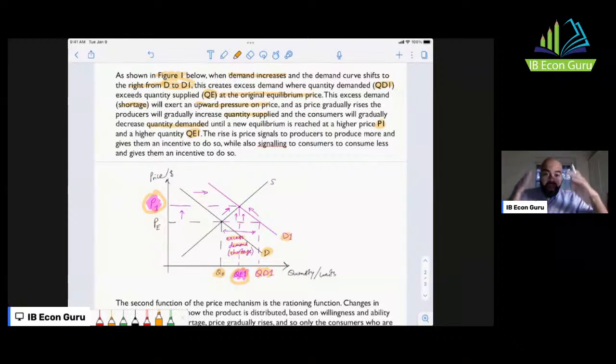Do you see how my explanation of the diagram uses the labels in the diagram to show the examiner that I actually understand the diagram I've drawn and I can use it in my analysis? The rise in price, this is supposed to be in price, I'm sorry. The rise in price signals to producers to produce more and gives them an incentive to do so, while also signaling to consumers to consume less and gives them an incentive to do so. So far, I've only explained the first function of price.